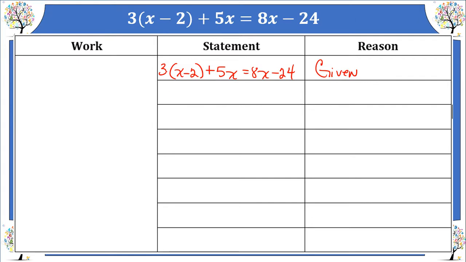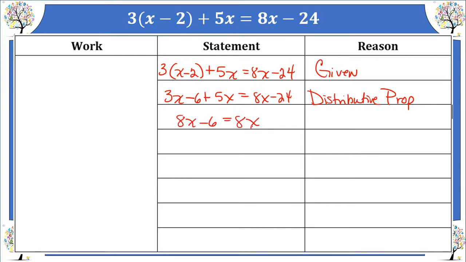So I'm going to multiply 3 times x and 3 times minus 2, and I get 3x minus 6 plus 5x equals 8x minus 24. So that reason was the distributive property. Now we can combine like terms on the left, 3x plus 5x, that's 8x minus 6 equals 8x minus 24. And we got this statement because we combined like terms.